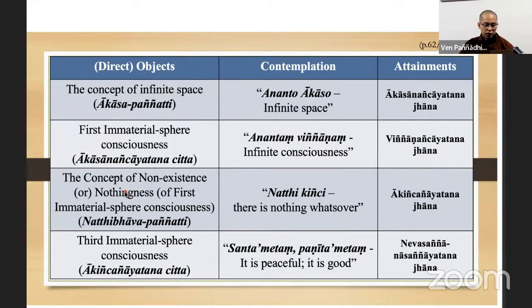Then focusing on the concept of non-existence or nothingness of the first Arūpāvacara citta, development comes through the contemplation of Natthi Kinci. There's nothing whatsoever. If a person cannot focus on the nothingness, he cannot develop like this. So after a certain level of development, the attainment is called Akincannayatana jhana. Focusing on the third Arūpāvacara consciousness, contemplating it is peaceful, it is good, then Neva Sanna Nasannayatana jhana is attained.